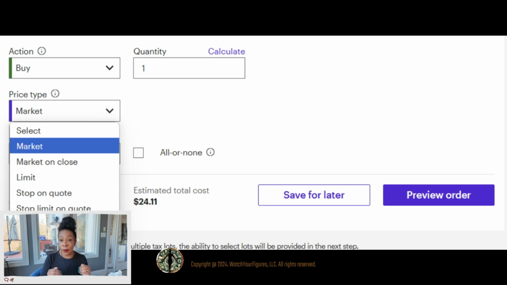We want to get you into the market right now. So I'm going to do a market and a limit. The first thing I want to do is show you how to do a market buy.